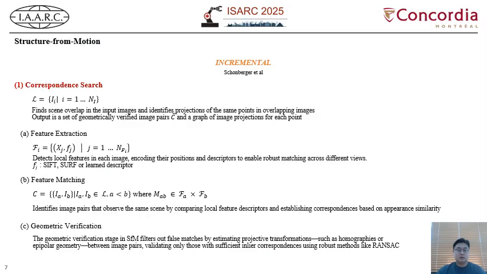The first stage is correspondence search, where we find overlapping images and extract matched features using descriptors like SIFT or learned features. We then filter incorrect matches using geometric verification techniques like RANSAC. The result is a graph of verified image pairs ready for reconstruction.